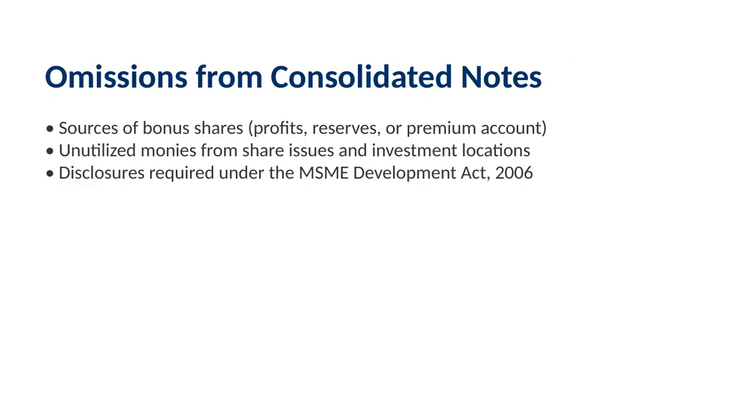To make this practical, here are 3 specific examples of what you can typically omit from the consolidated notes, even if they appear in the separate statements. First, the source of bonus shares, whether they were issued from profits, reserves, or the securities premium account. Second, the details of unutilized monies from a share issue and where those funds are invested. And third, the specific disclosures required under the MSME Development Act of 2006.